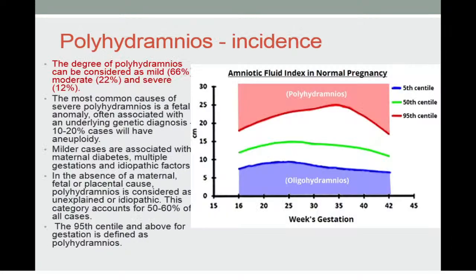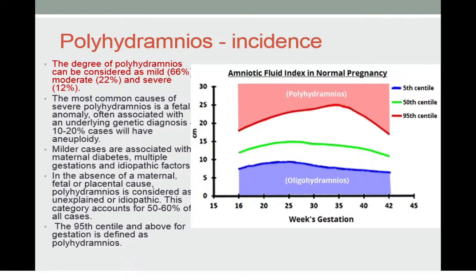Incidence of polyhydramnios. The degree of polyhydramnios can be considered as mild, moderate, and severe. And here the incidence is presented. 66% of all patients with polyhydramnios are suffering from mild, 22% from moderate, and severe is 12%. The most common cause of severe polyhydramnios is a fetal anomaly, often associated with underlying genetic disorders. 10 to 20% of cases will have aneuploidy. Milder cases are associated with maternal diabetes, multiple gestation, and idiopathic factors.